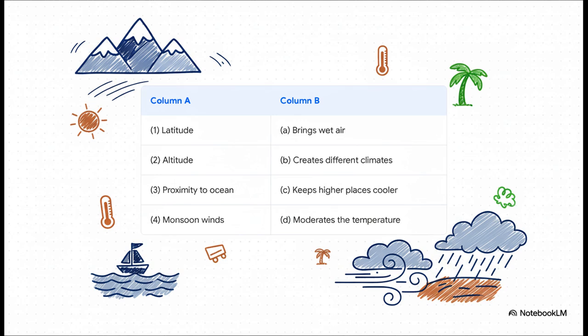Latitude matches with different climate zones. Altitude matches with cooler temperatures in high places. Proximity to the ocean, it moderates the temperature. And monsoon winds, they bring moisture. Did you get them all right? I'm sure you did. You guys are champions.